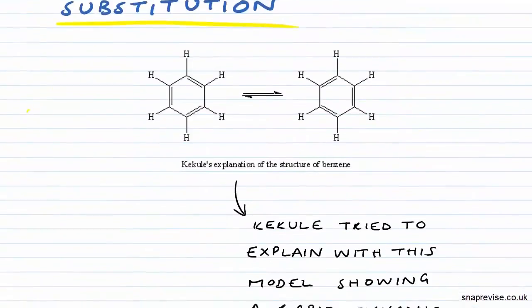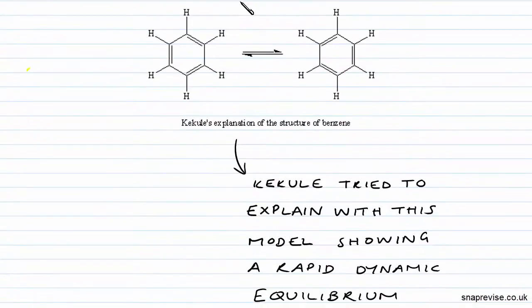Now, Kekule tried to explain this by proposing this model here. He tried to explain it with a model showing a rapid dynamic equilibrium, where these alternate bonds shifted in place in this dynamic equilibrium and they changed position very, very fast. However, he was unable to explain the next two problems.